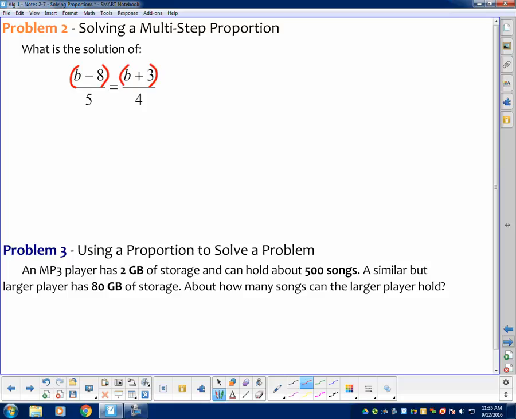So I'm going to cross multiply. I'm going to multiply 4 times this whole thing, and I'm going to multiply 5 times this whole thing. But I have to be sure that I have the b minus 8 in parentheses, because I'm multiplying 4 to everything. And 5 multiplies to b plus 3. Okay?